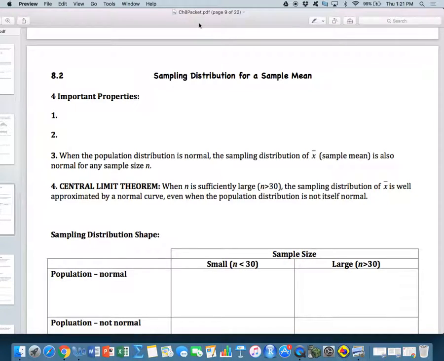What we did in section 1 is we talked about sampling distributions in general. Today we're only talking about the sampling distribution for mean. Two most common statistics are sample mean and sample proportion. So in this section we're going to do sampling distribution for sample mean, and then in section 3 sampling distribution for sample proportion. So for the sampling distribution for sample mean, there are 4 important properties.